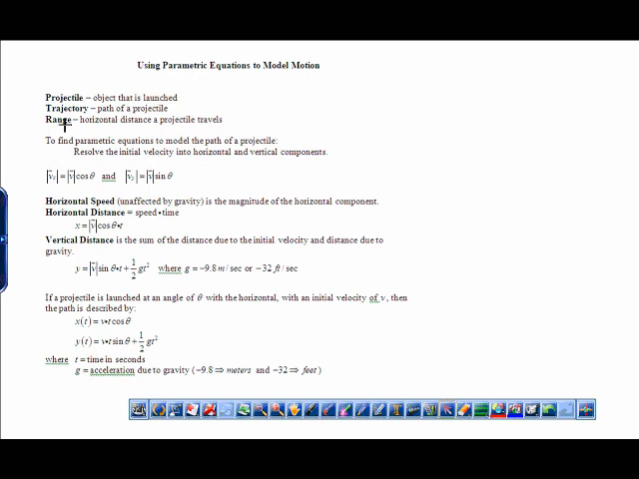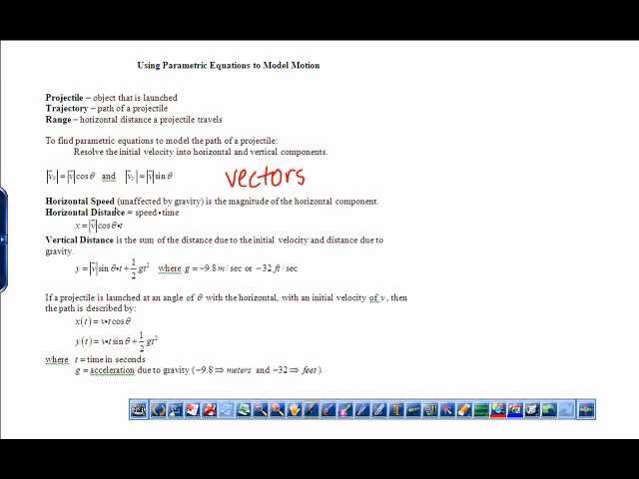Okay, so to find parametric equations to model the path of the projectile, we're going to resolve the initial velocity into horizontal and vertical components. Now, those of you in physics, you actually did this. This is vectors, basically. But a lot of times you just memorize what you need to do and are not connecting it to the math that you already know. So remember, with vectors, our horizontal component is the magnitude of the vector times cosine of theta, and the vertical component is the magnitude of the vector times sine of theta.